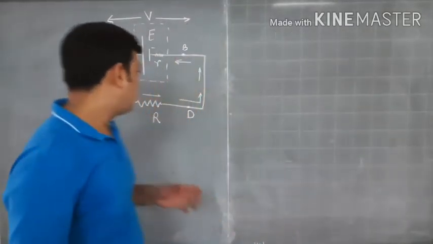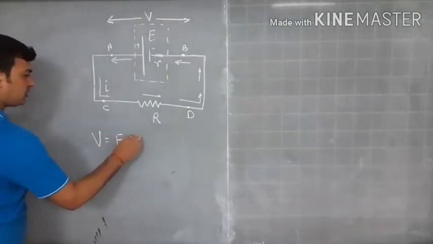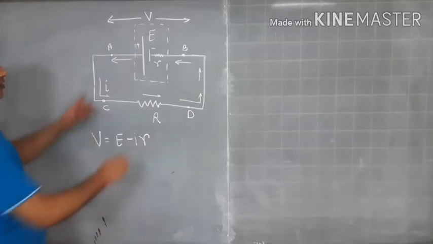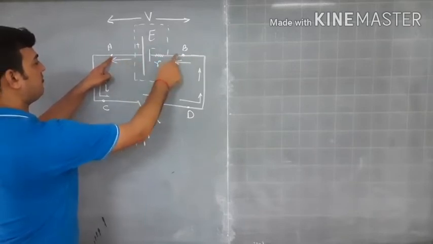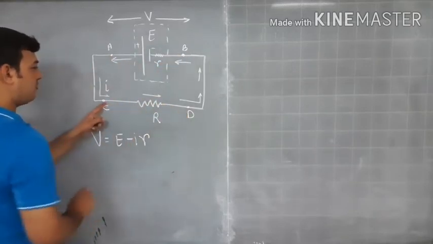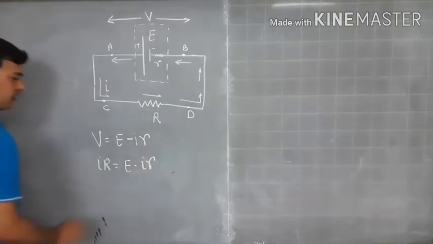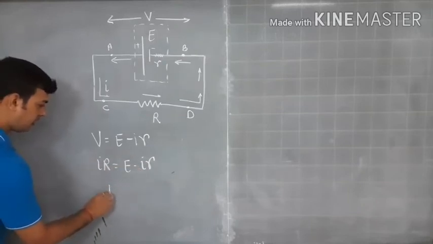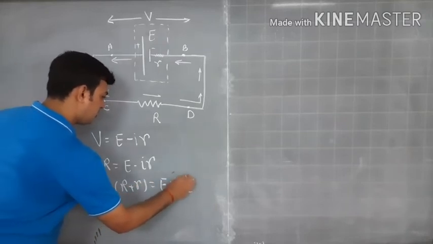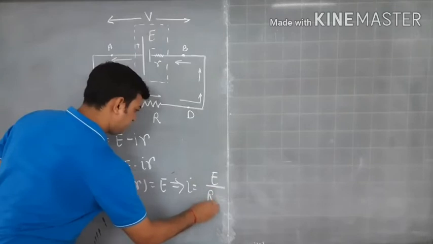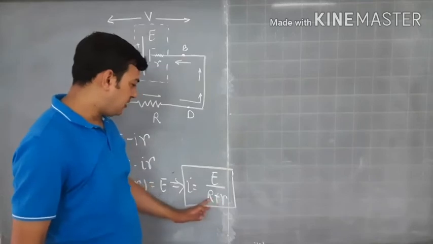Now, if you remember the very first equation, that was V equals E minus Ir, and V was the terminal potential difference. I told you that the terminal potential difference between A and B is the same as between C and D. So I can write it as IR equals E minus Ir. If I simplify it, I get I times (capital R plus small r) as E, which gives me current as EMF divided by the net resistance of the circuit.